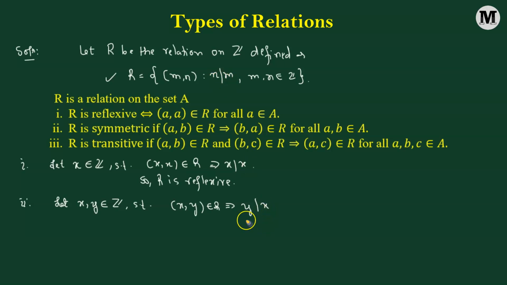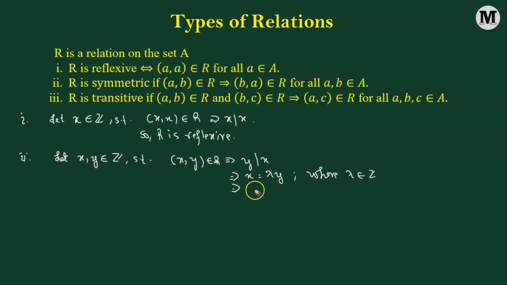y must divide x. Now, if y divides x, in other words, all we are saying is that x is a multiple of y. So x is a multiple of y means x will be equal to lambda times y, where we have considered lambda to be some integer.